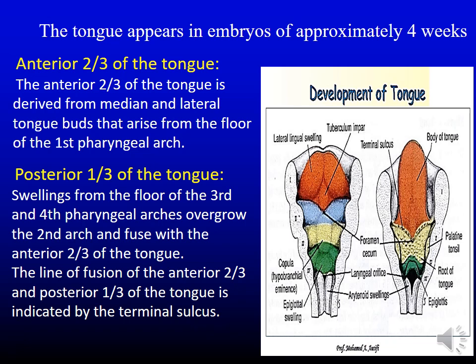The anterior two-thirds of the tongue forms from median and lateral tongue buds that arise from the floor of the first pharyngeal arch. The posterior third of the tongue arises as swellings from the floor of the third and fourth pharyngeal arches that overgrow the second arch, then fuse with the anterior two-thirds of the tongue. The line of fusion of these two parts of the tongue will be indicated by the terminal sulcus.